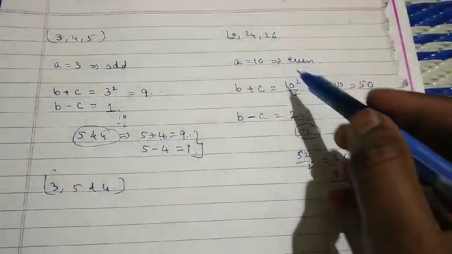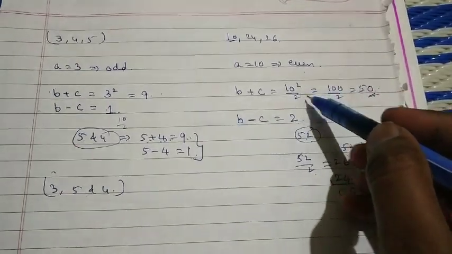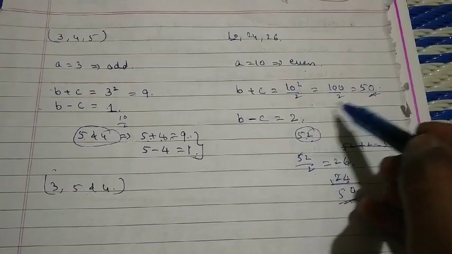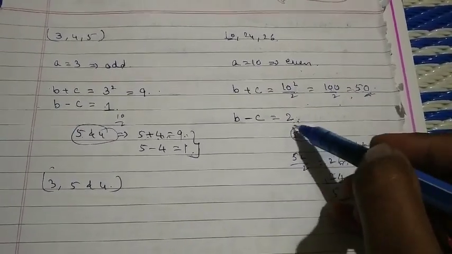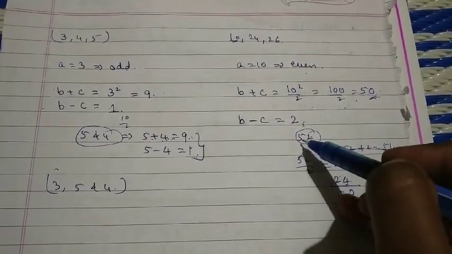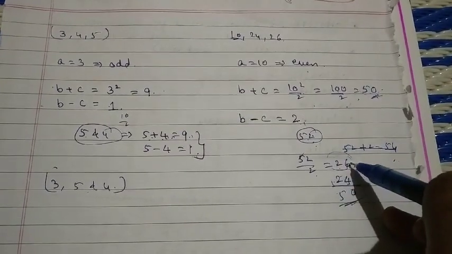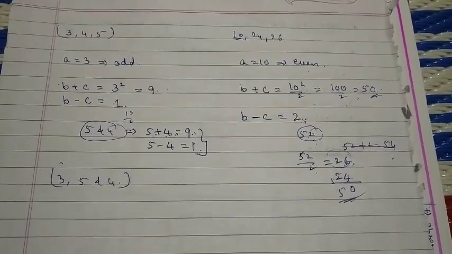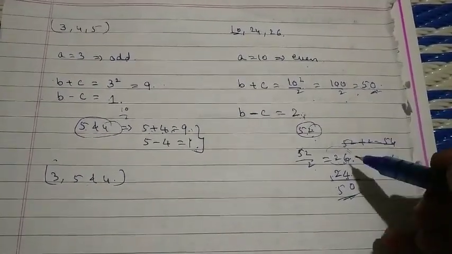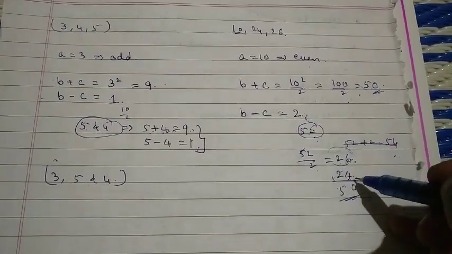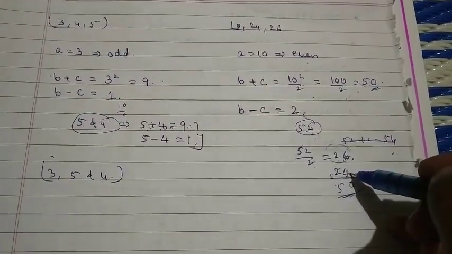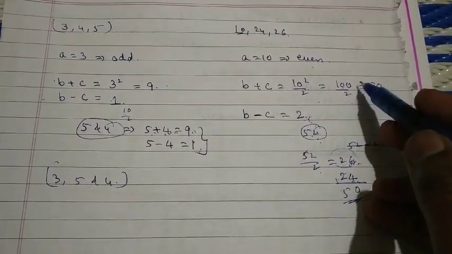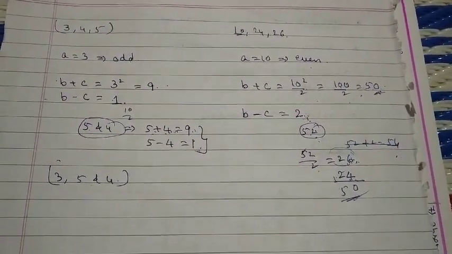The same way here for the even number. A square by 2, 100 by 2, is 50. Then B minus C equal to 2. Then 50 plus 2 is 52, and 52 by 2 is 26. If I go for addition here, it becomes 28, and 28 plus 26 becomes greater than 50. So 26 minus 2, I get 24. 26 minus 24 equal to 2, and 26 plus 24 equal to 50, which satisfies the addition and subtraction of the numbers.